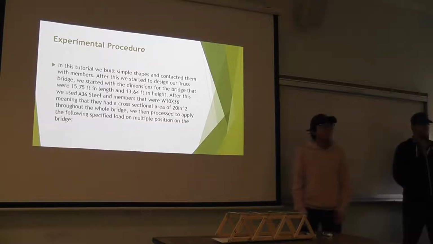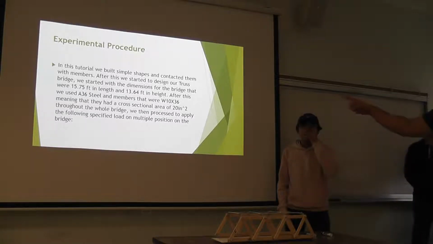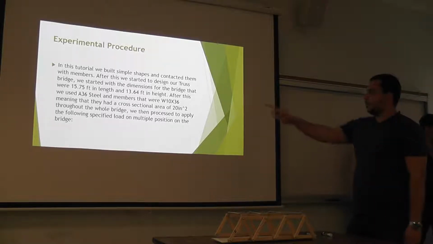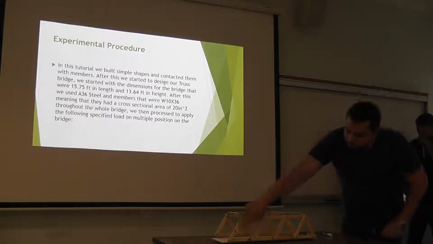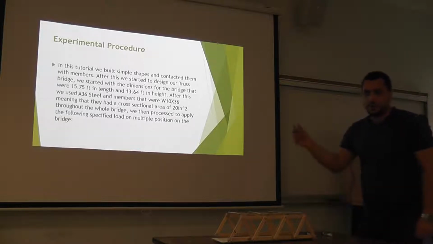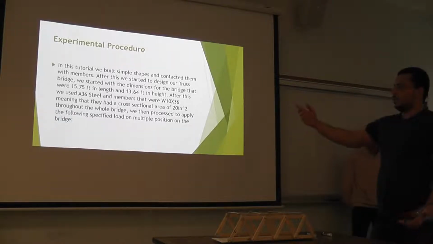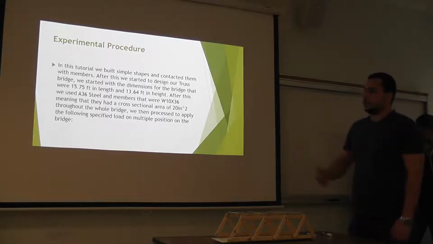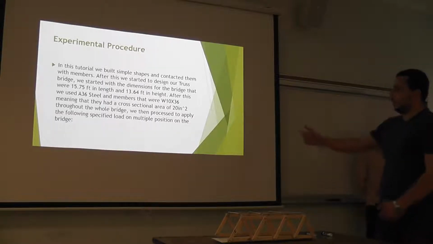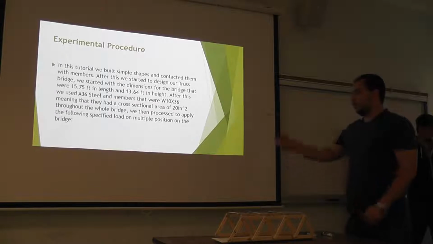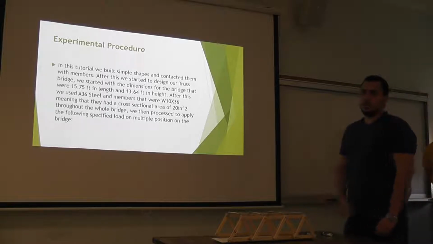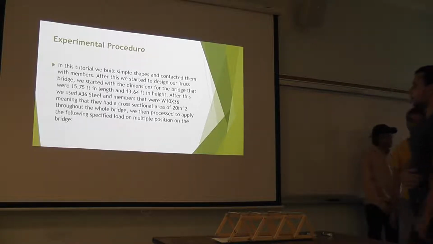And also these numbers that you see from the SAP files: 15.75, that is from joint to joint, and 13.64, that is the highest between the highest joints. We used steel A36, also mentioned in the SAP file. And from the calculations in the same file, we find that the cross section of each member will be 20 square inches.